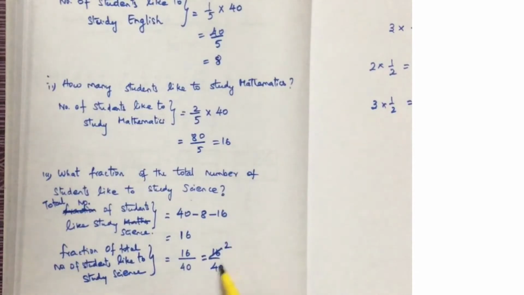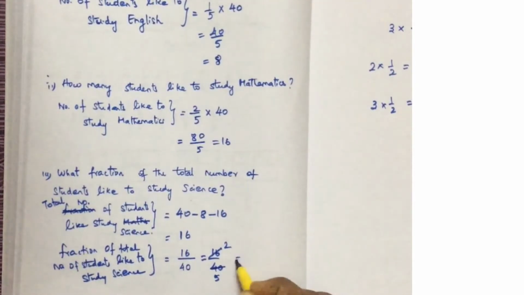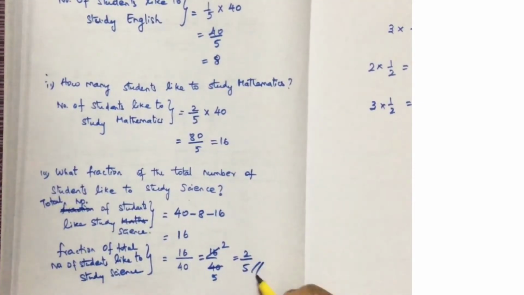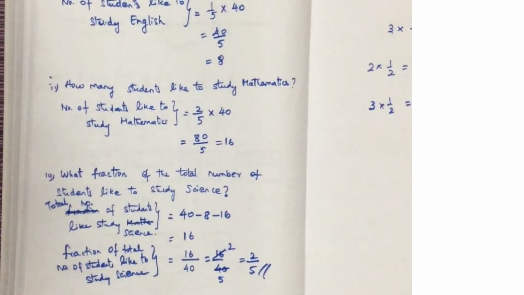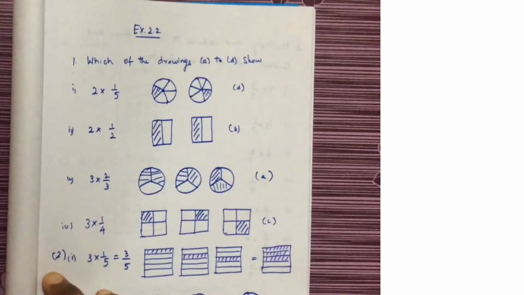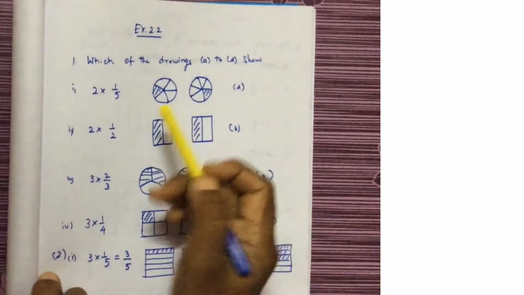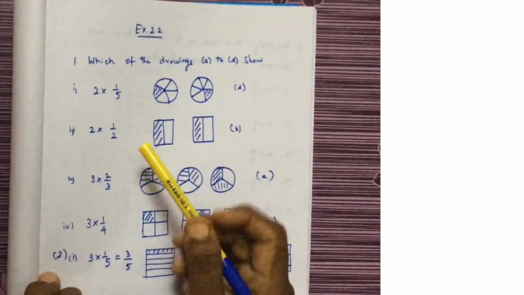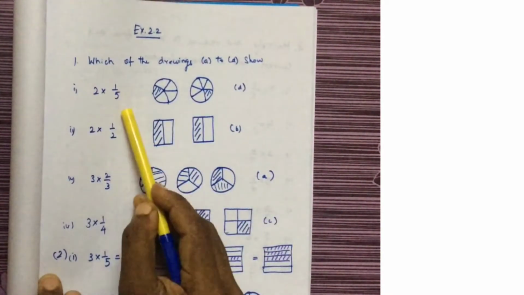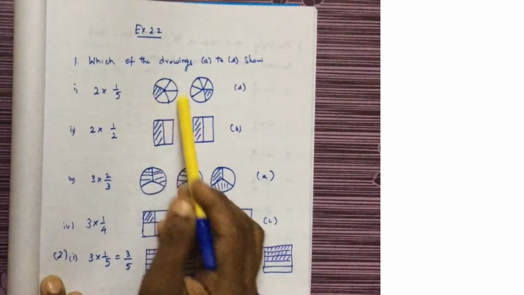8 2s are 16 and 8 5s are 40. So this is 2 by 5. Okay. We'll start with exercise 2.2. This is very simple. We just have to match 2 multiplied by 1 by 5. So here it is 1 by 5.